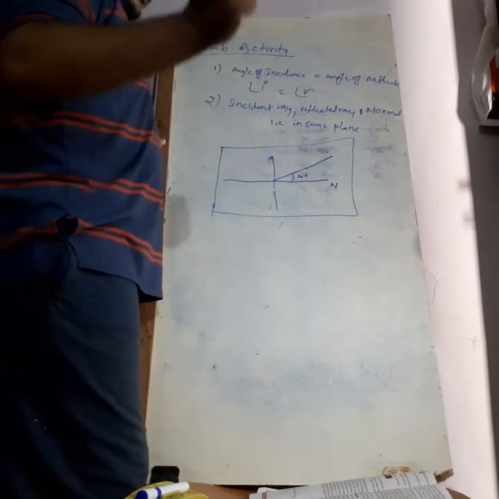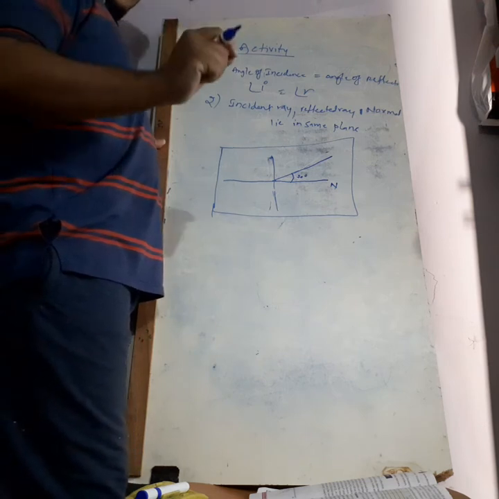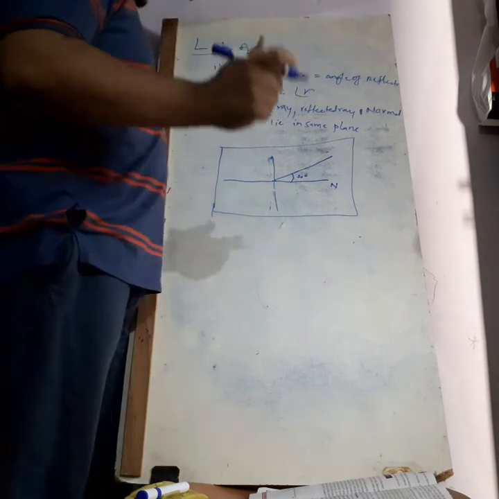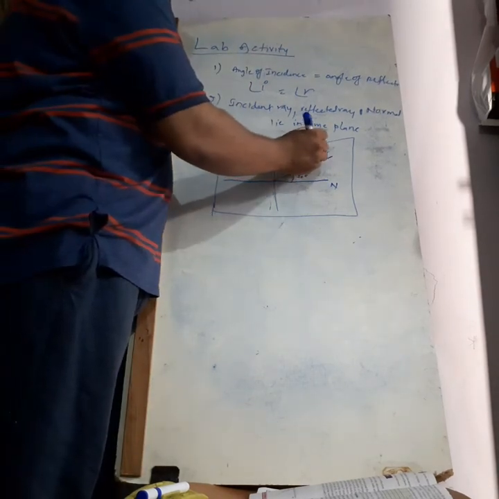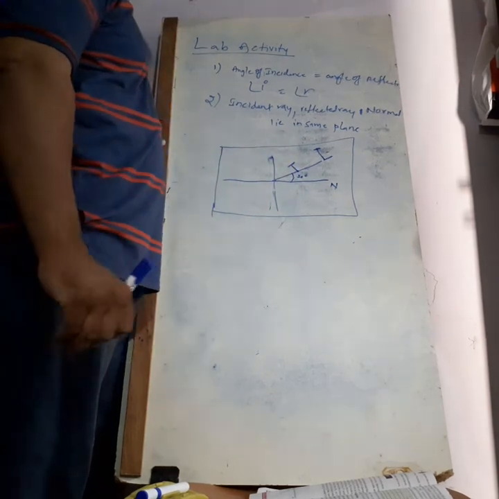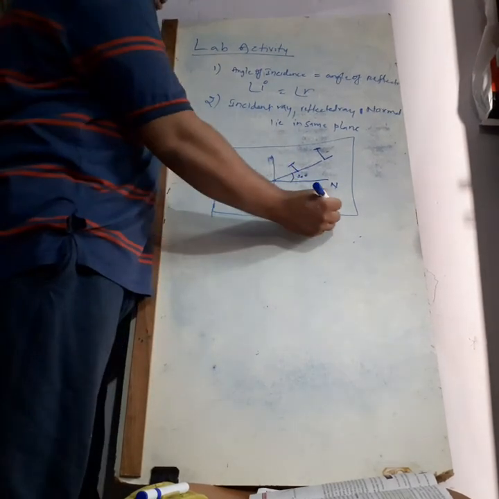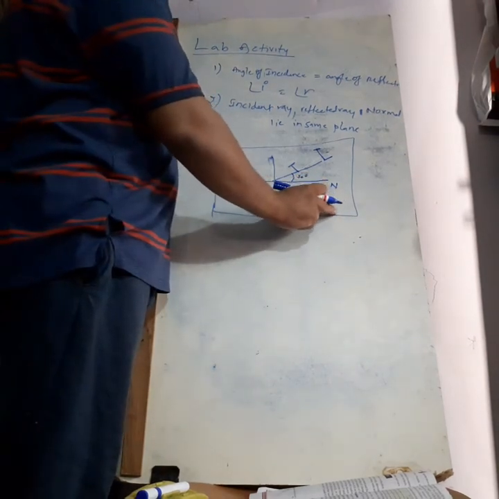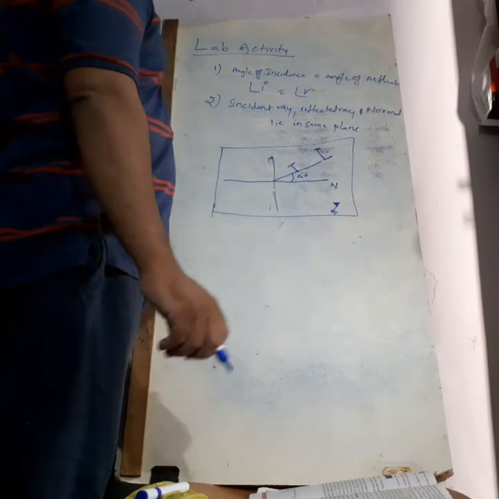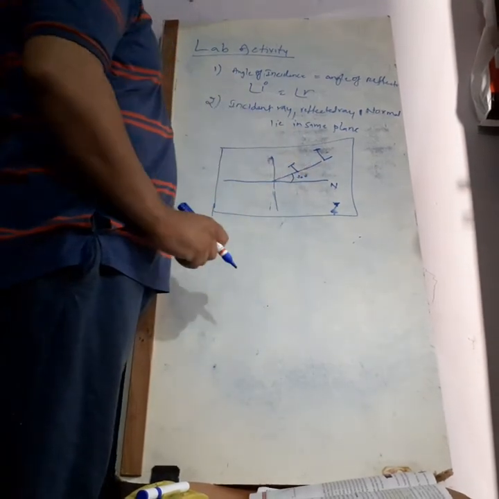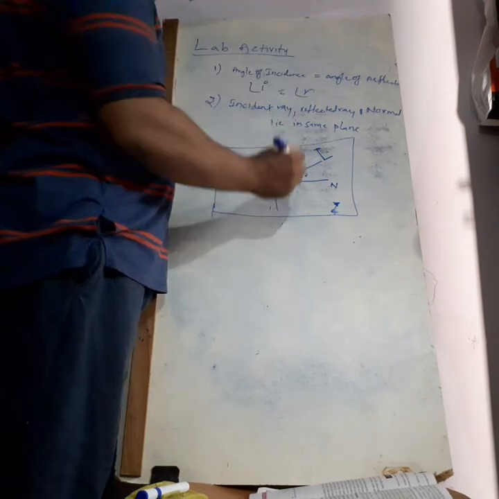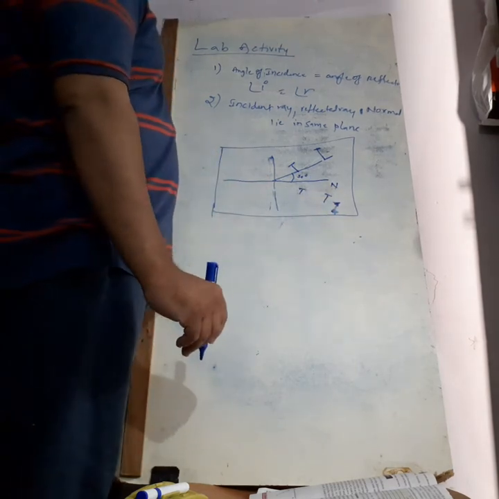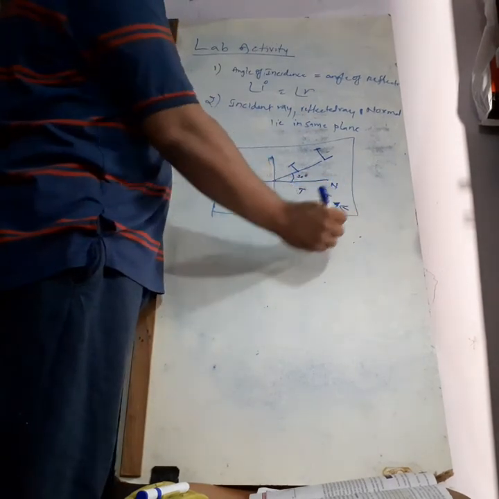After drawing this line, I am taking pins. Paper pins, the normal small pins, or any other pins you can take. You insert them on these lines. Two pins I have inserted. After inserting these two pins, I am trying to see from this particular point. As you are seeing here, these two pins will appear in a straight way. Then insert another two pins over here, 1 and 2, if you are trying to see from this particular point.